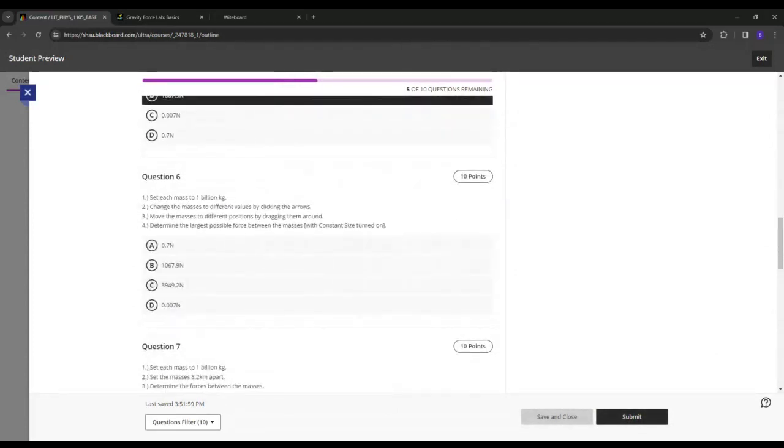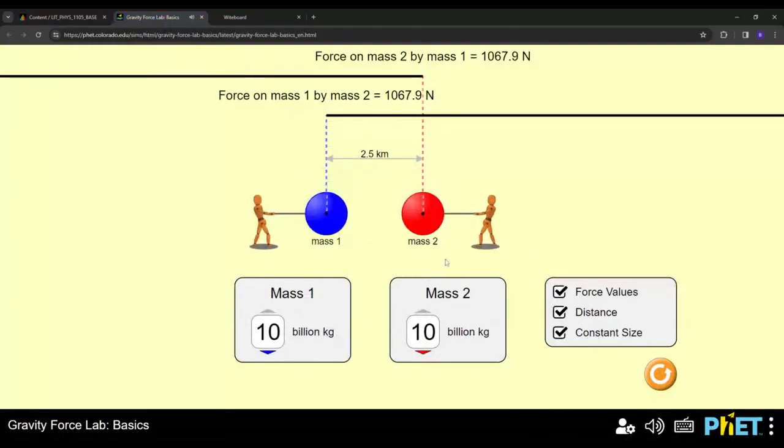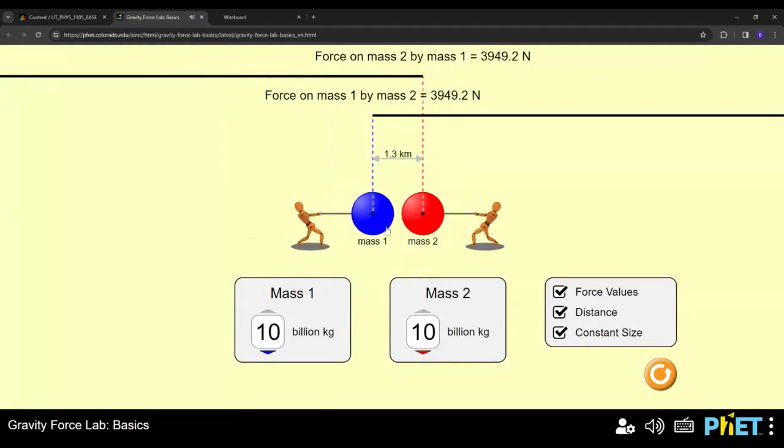And then we want to do the same thing again with constant size turned on. So what I want you to notice now is if I click this back on, the masses get smaller, they're more dense, and therefore we've got that darker, brighter color. But now they can be brought in closer to each other.